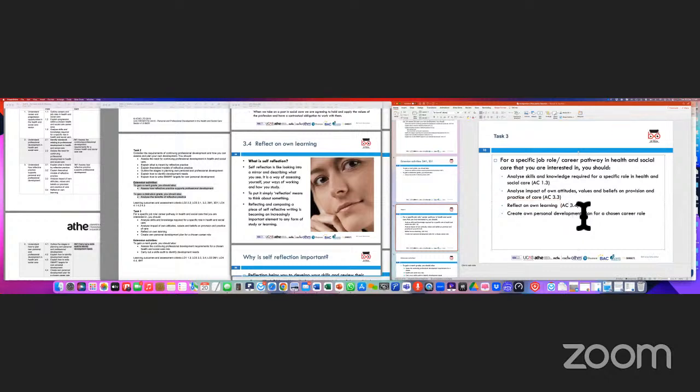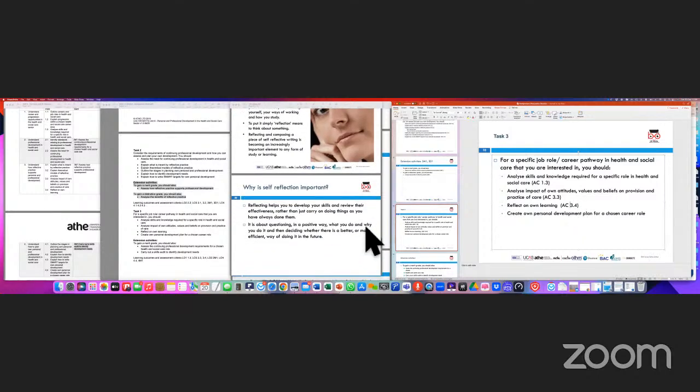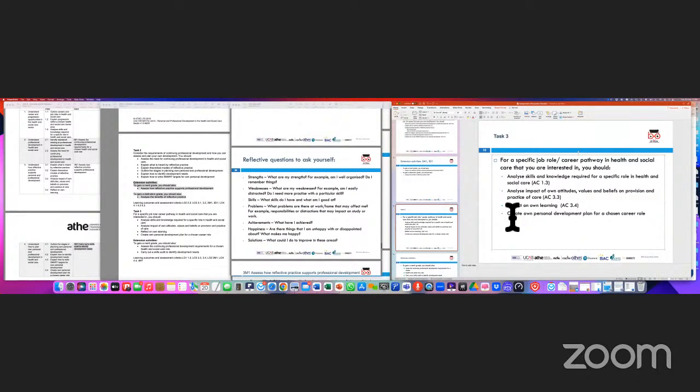And what are the forms through which you actually do your learning? They could be things that you write about when we talk about reflecting on your own learning.